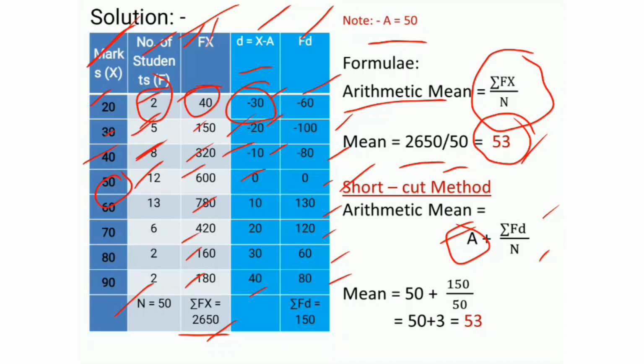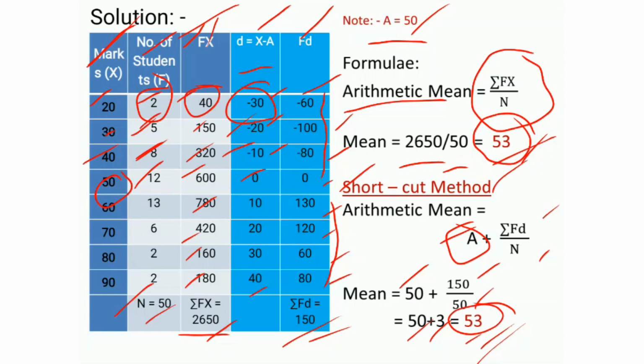After finding the fd values, just add them. The positive values will be added, and the negative values will be subtracted. These are the negative values. You add the positive values and subtract the negative values. After finding this summation fd, which is 150, apply it in the numerator. n is 50, and a is 50, apply them in the formula: 50 plus 150 divided by 50, 150 divided by 50 is 3, plus 50 is 53. So you'll be getting the same answer as the previous one.